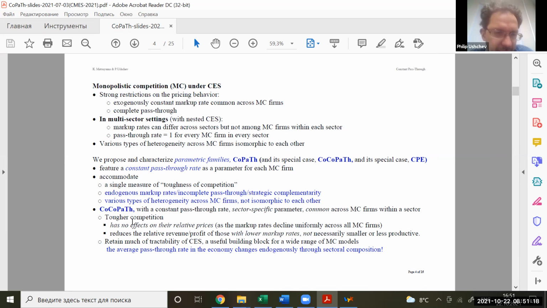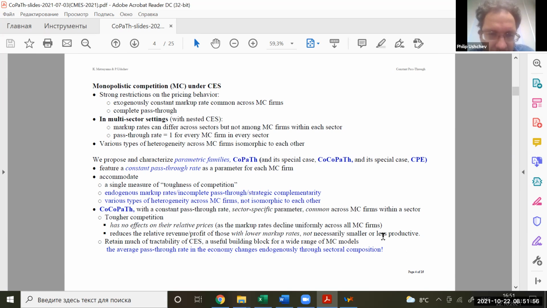With COPATH, tougher competition has no effects on relative prices of firms within one sector, but reduces the relative revenue and profit of firms with lower markup rates. Note that this does not necessarily mean firms with lower markup rates are smaller or less productive, because we really allow for a number of dimensions of heterogeneity. It's not just standard Melitz-like heterogeneity in productivity.